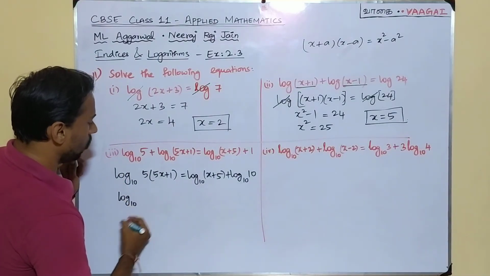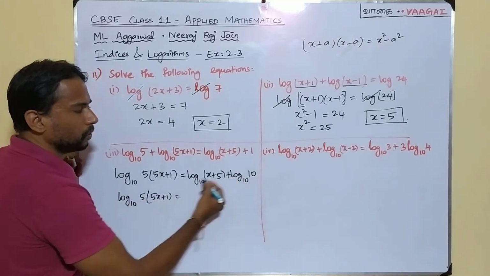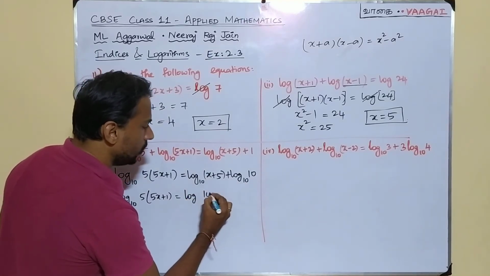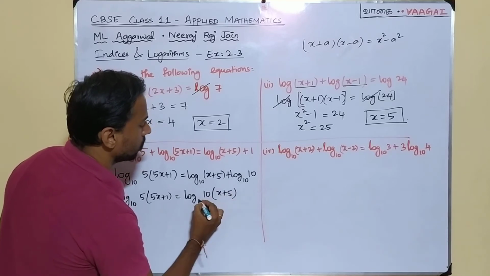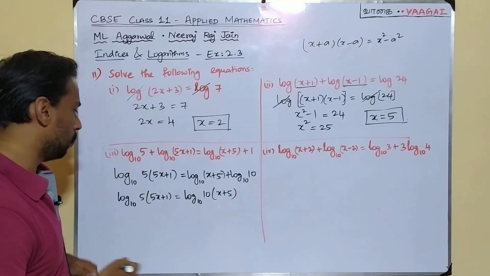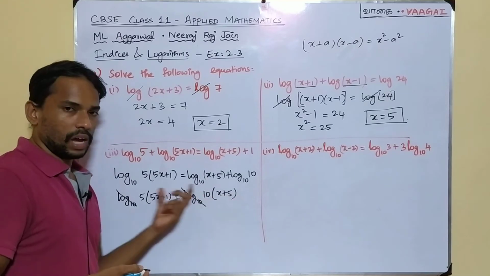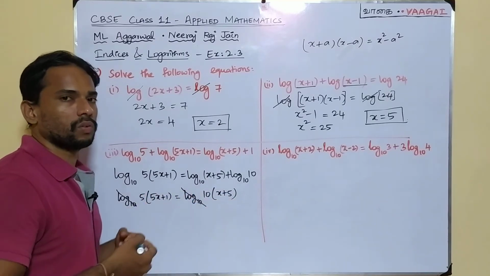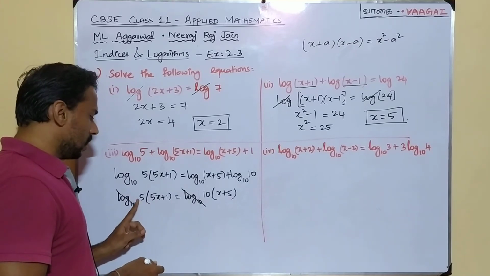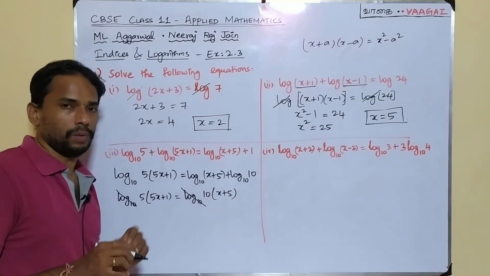So left hand side is log of 5 into 5x plus 1 to the base 10 is equal to, now come to the right hand side. Now we will have the right hand side to be log of 10 into x plus 5 to the base 10. Clearly, both these sides have log to the base 10. Both of them are expressed in terms of log with the same base, and just cutting them off, we are simply left with 5 into 5x plus 1 is equal to 10 into x plus 5, correct?